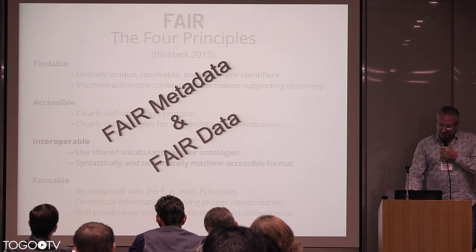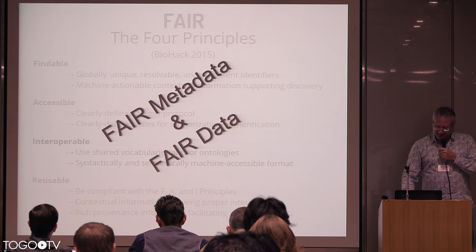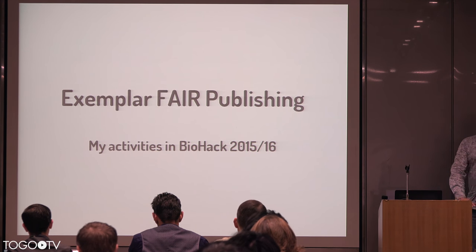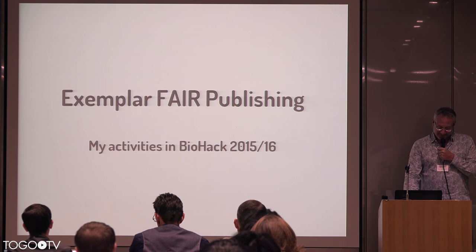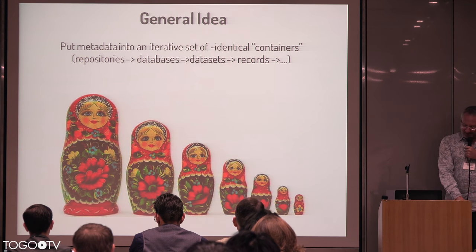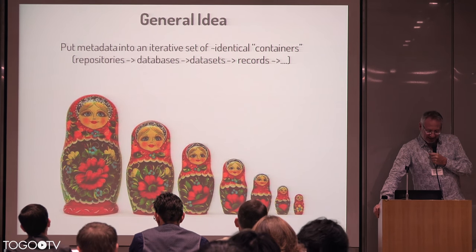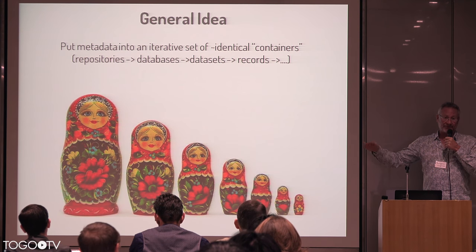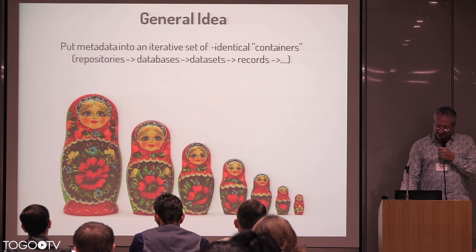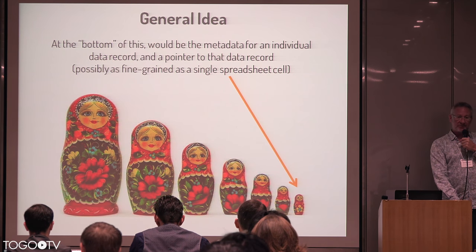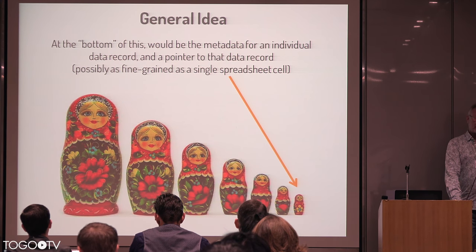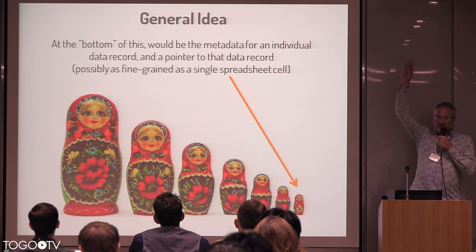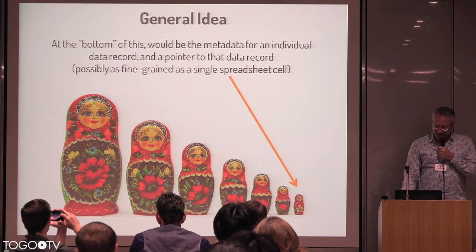And I mentioned that this should apply to both metadata and data because I'm going to split the talk up into these two sections. So at BioHack 2016 is when I really started to build some technology that does FAIR. The general idea that we had arrived at was that we should put metadata into an iterative set of nearly identical containers. So from repository level to database level to data set level to record level to whatever comes below that. At the bottom would be the metadata for an individual data record and a pointer to that data record, possibly as fine-grained as a single cell in a spreadsheet. So all the way from repository all the way down to possibly an individual cell.